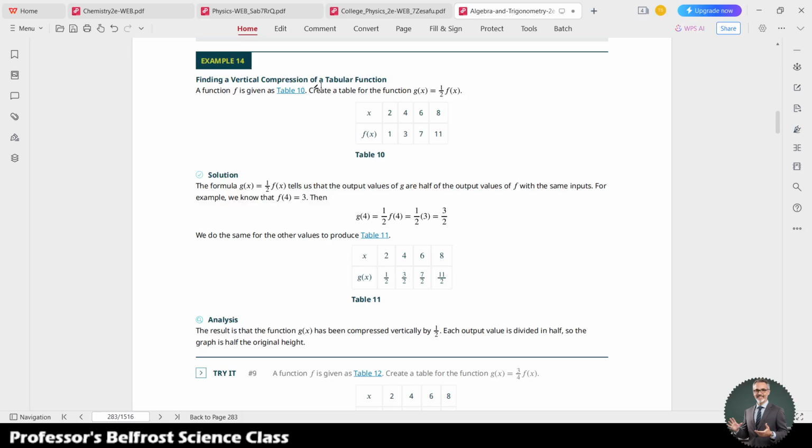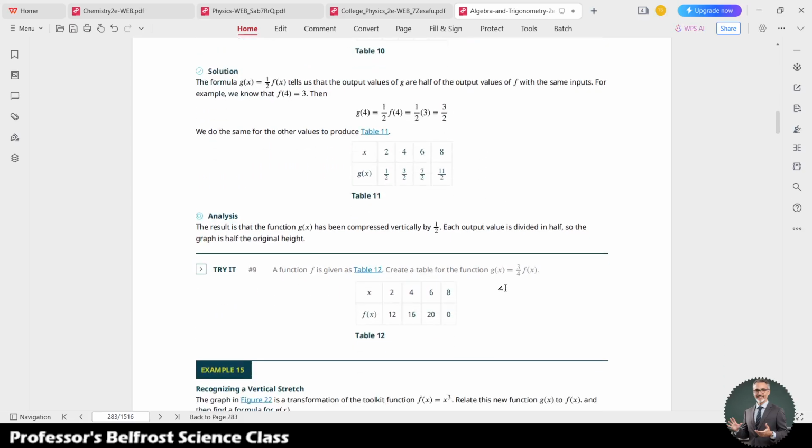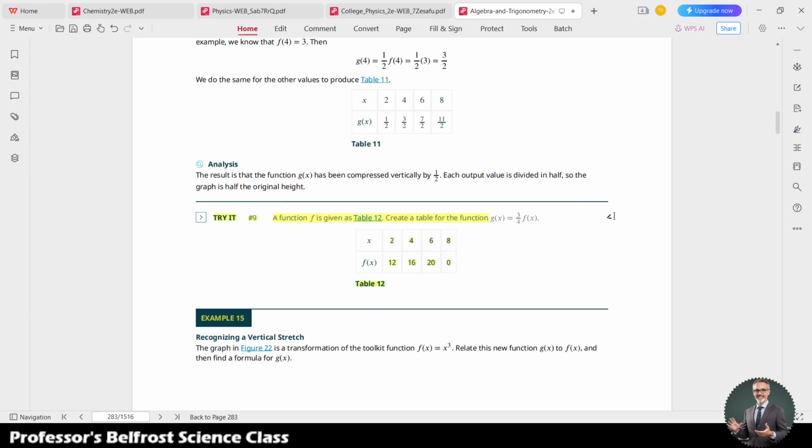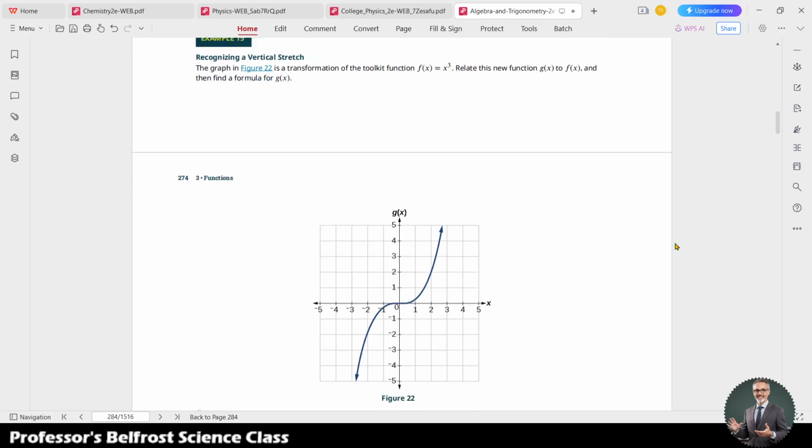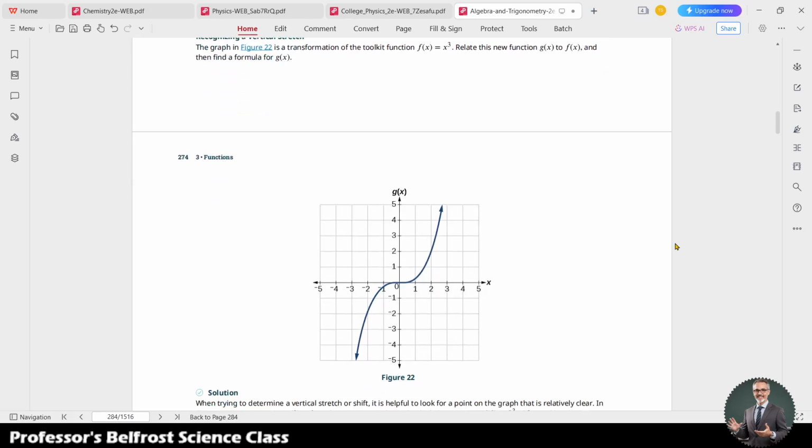Now let's see the compression. For example, in this case, we multiply by one half. With a half, then we see it's just half. This is just 3 halves. This is 3 halves. This is 11 halves, like this. I want you to solve this for your assignment. Next, we have the graph in figure 22, which is x cubed, and relate this function g(x) to f(x), and then find a formula for g(x).